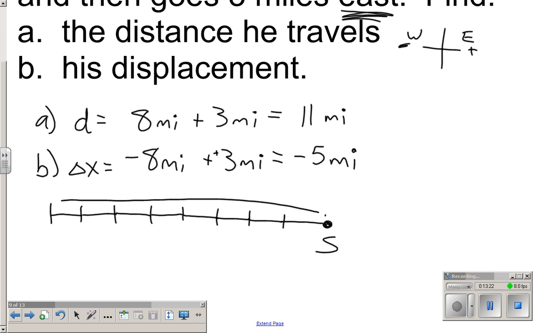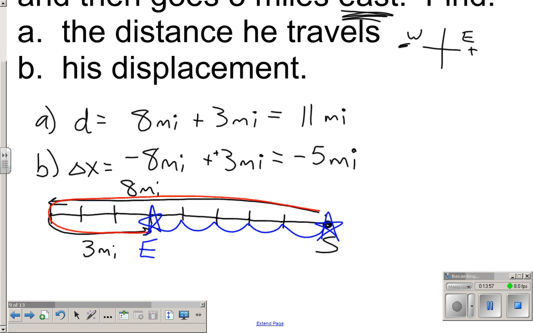So he walked this way 8 miles, and then he turned around and he came back 3 miles, right? So again, at the end of the day, he's going to say, gosh, I'm tired because I jogged 11 miles, right? Displacement, though, remember, you guys, displacement is the distance from your starting point to your ending point. So let's think about his displacement. His displacement is just the distance from starting to ending point. So his displacement is going to be 1, 2, 3, 4, 5 miles west. That's why the displacement came out to be -5 miles.